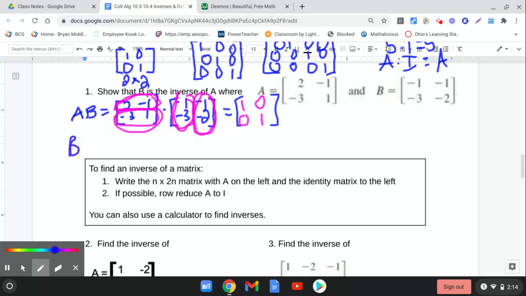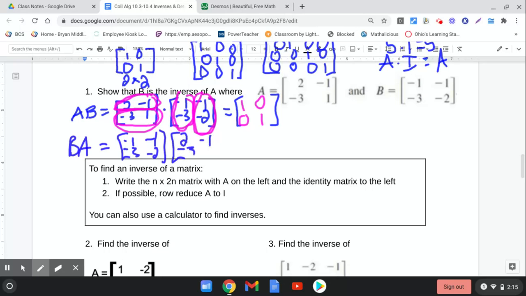We need to show that B times A is also the identity matrix. So we're going to multiply these. Again, they're both 2 by 2, so the answer is going to be a 2 by 2 matrix. Trying to do this not so sloppily. We're going to take row 1 and column 1, and that gives us -2 plus 3, which is 1. Row 1, column 2 is going to give us +1 plus -1. Row 2, column 1 gives us -6 plus +6. And row 2, column 2 gives us 3 plus -2.